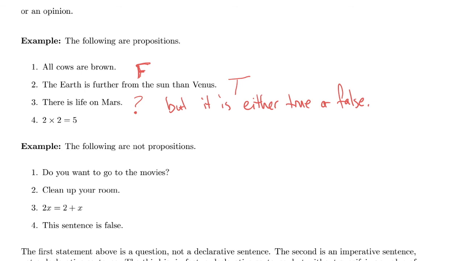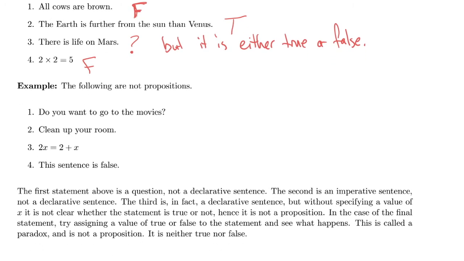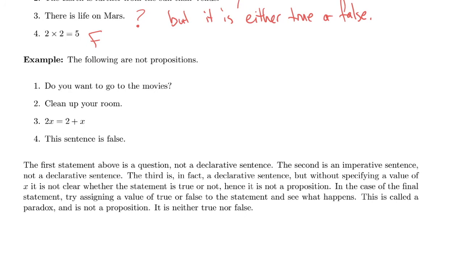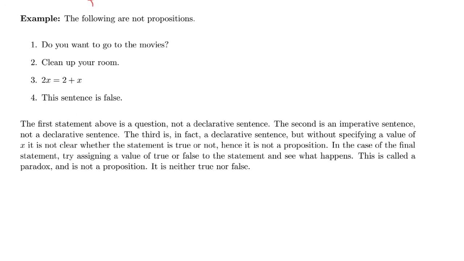2 times 2 is equal to 5. That is not true. That is false. But, okay, that's still a proposition. Okay? Now, look at these next set here. Do you want to go to the movies? Clean up your room. 2x is equal to 2 plus x. This sentence is false here. Now, a few issues here. These are not propositions, and so the explanation is given just below here.